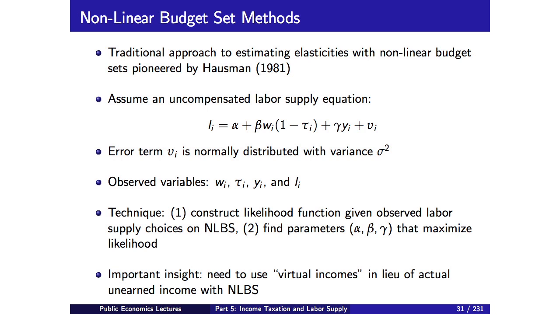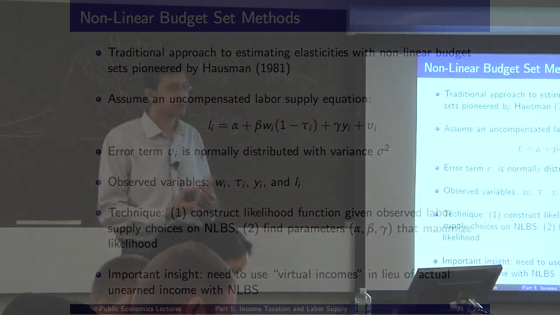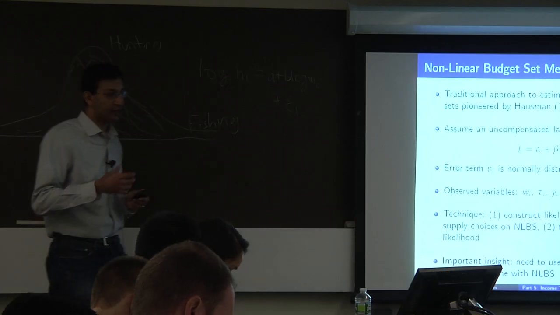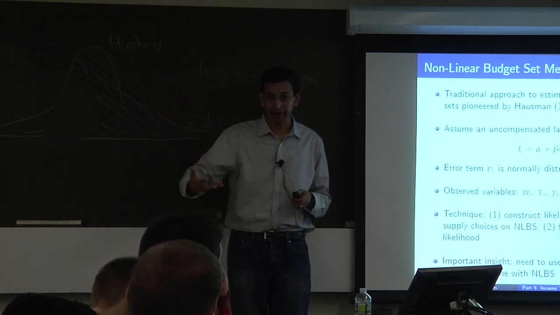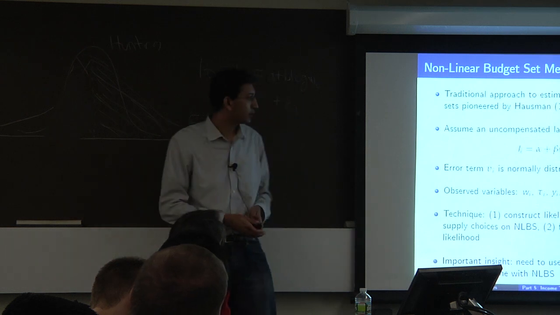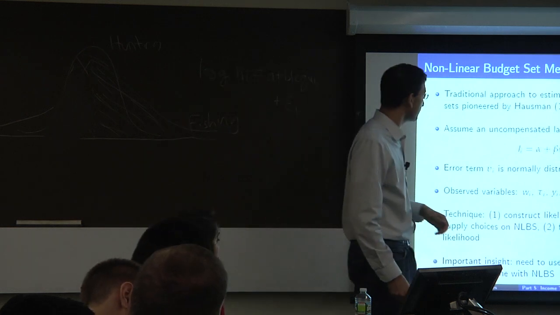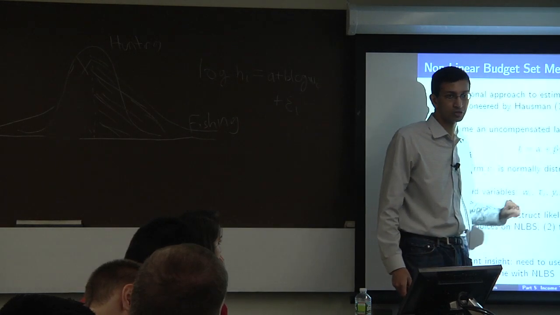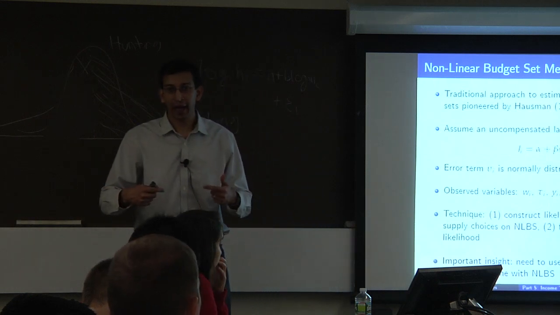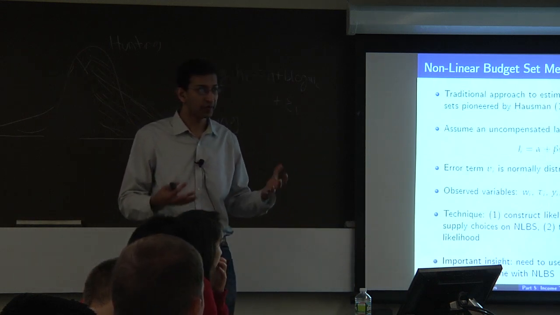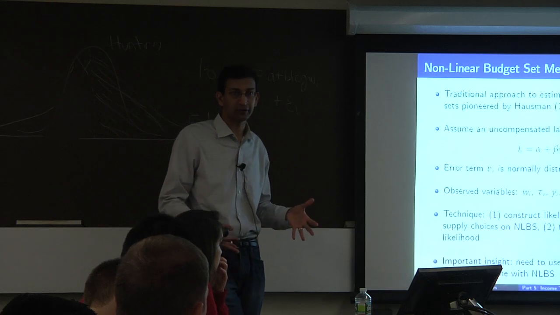First, we construct a likelihood function given the observed labor supply choices on the nonlinear budget set. Then we find the parameter vector that maximizes that likelihood. The way I like to think about maximum likelihood is: give me a set of parameters, like propose a set of parameters that might be generating the data, like an elasticity, some slope with respect to unearned income, an intercept, a distribution of variance, etc. Given that set of parameters, I can calculate how likely it was that I saw the data that I did given that parameter vector, right?